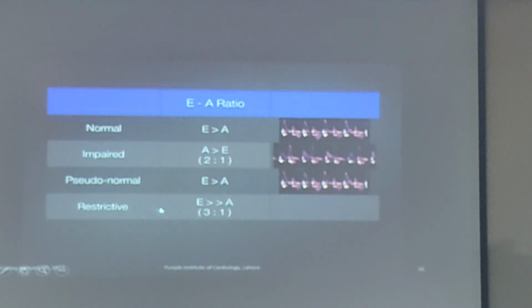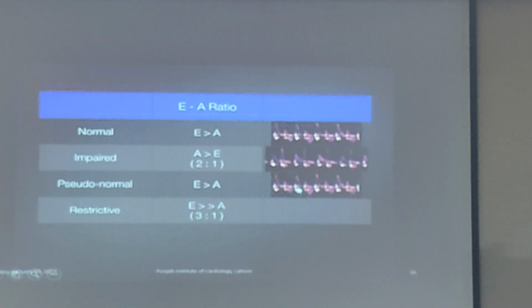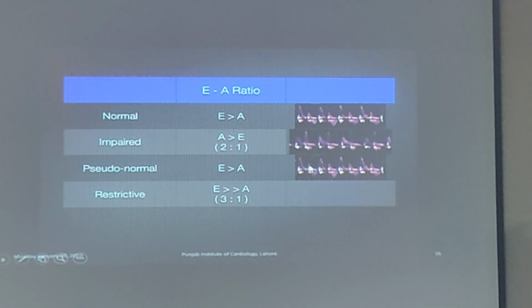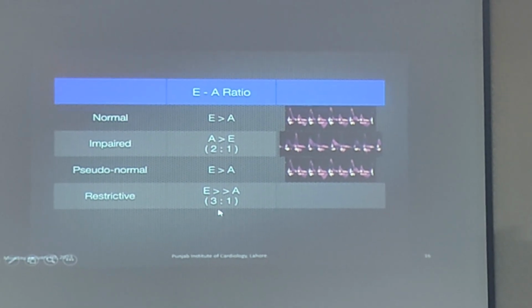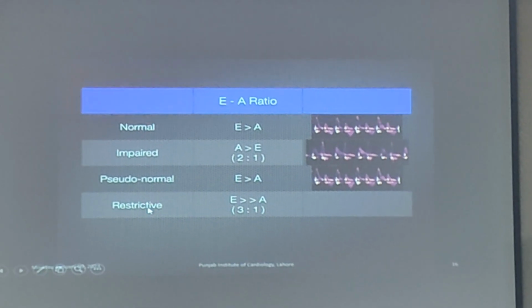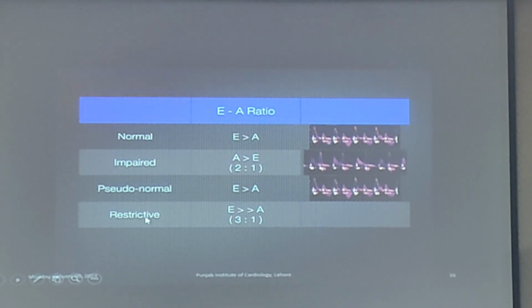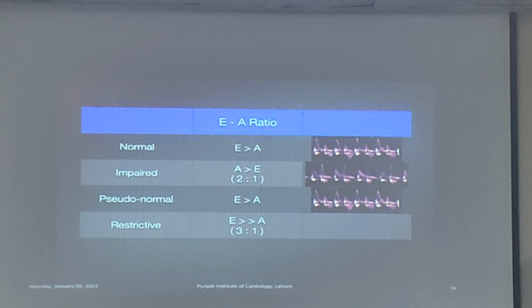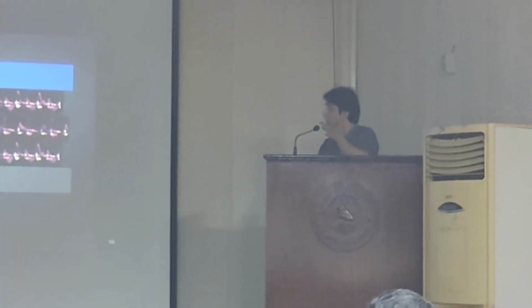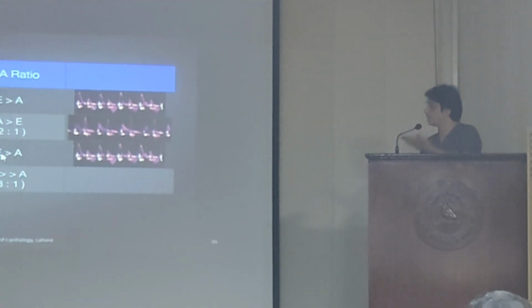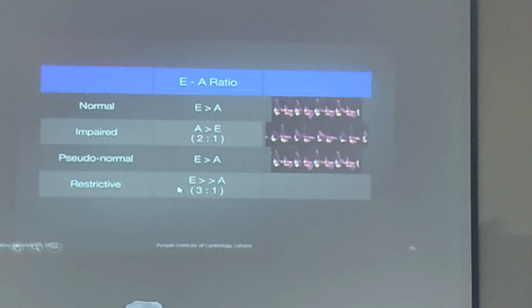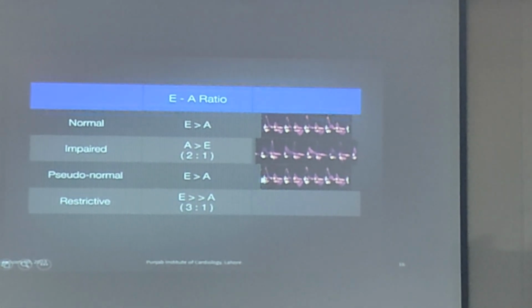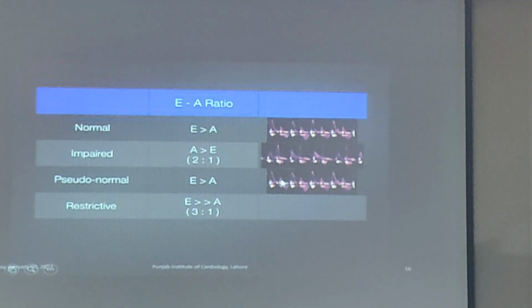Then comes the restrictive pattern, when the E is very, very high compared to A. Even sometimes A is not visible in this patient. The restrictive pattern is divided into two. As we know, we have 4 grades of diastolic dysfunction: grade 1, 2, 3, and 4. In the impaired grade, the A is more than E. The pseudo-normal is in grade 2, and grade 3 and grade 4 are the restrictive pattern, in which the E point will be much higher than the A atrial kick.